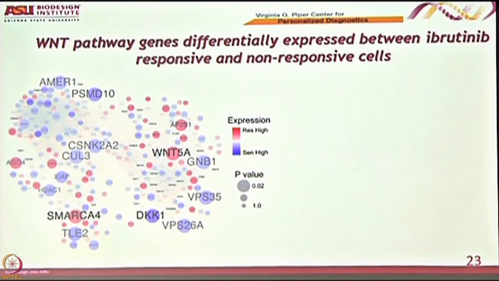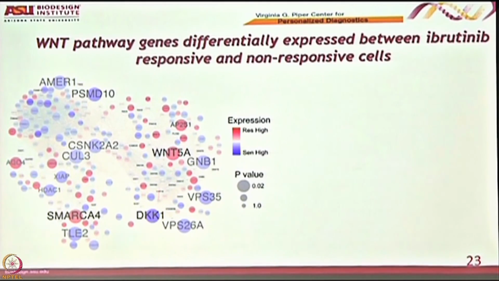This is a diagram of gene expression that shows a difference between sensitive versus resistant. So red means it drives resistance, and blue means it drives sensitivity. And the bigger the dot, the more the effect, okay? Or actually, the more significant the p-value, I should say. And so what you can see is, so here's the SMARCA4, for example. But we were focusing right here on Wnt5a and DKK1.